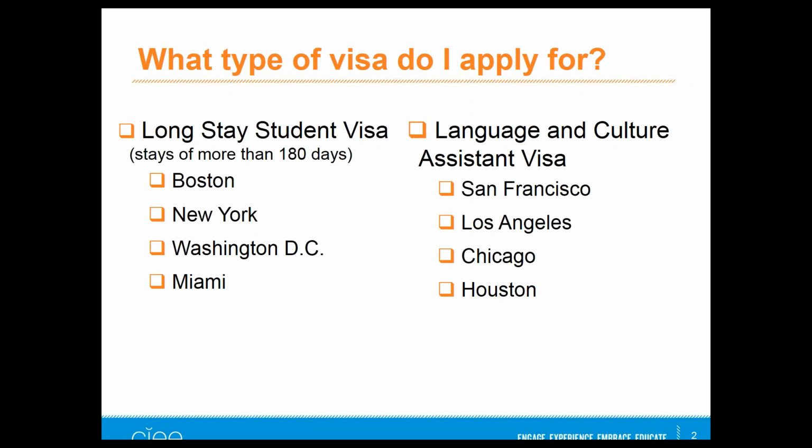Please keep in mind that you are not applying for a work visa. You are applying for a student visa as a language and culture assistant, also known as an auxiliar. At your consular appointment, just make sure that you're using language to make it clear that you're applying to be a language and culture assistant, especially those of you that are applying for a student visa. Just make that clear with them.